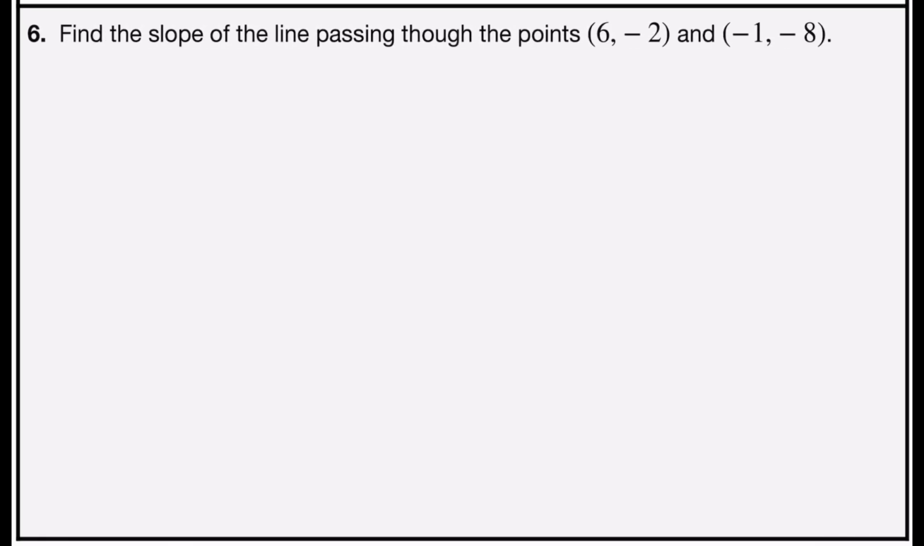Problem number 6 says find the slope of the line passing through the points 6, -2 and -1, -8. So I'm going to use the formula slope is equal to change in y over change in x, or second y minus first y, over second x minus first x. Then I'm going to substitute.